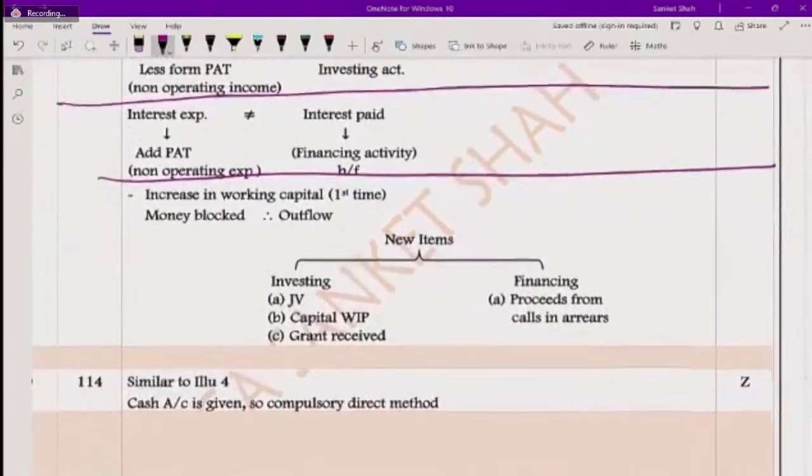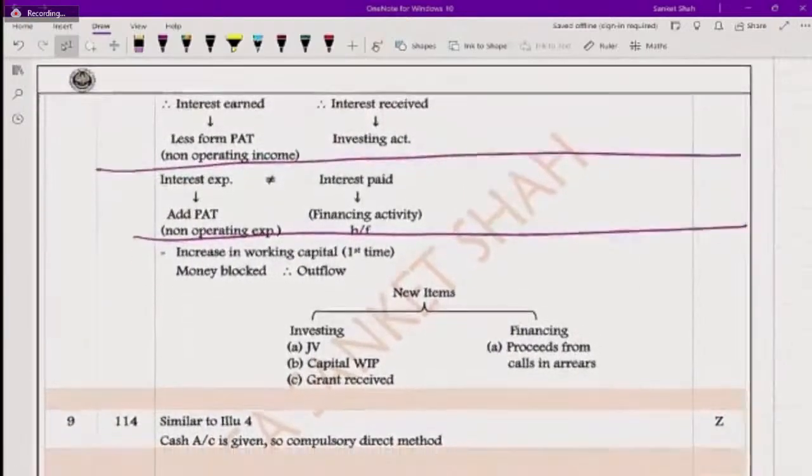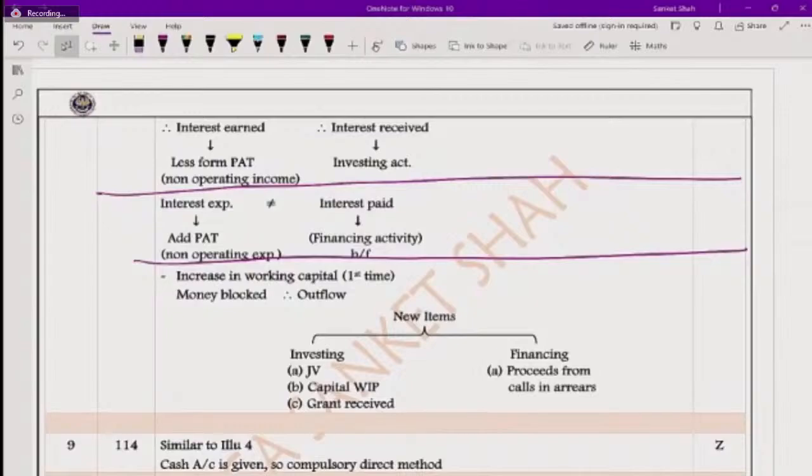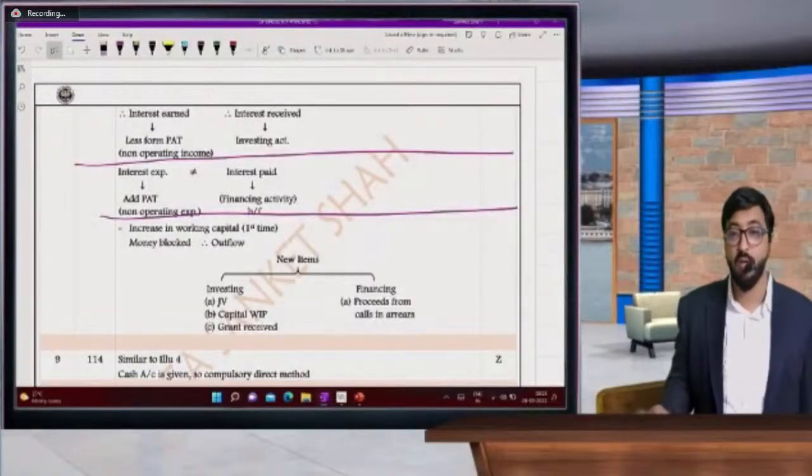Increase in working capital has come for the first time. Money is blocked, therefore outflow. And new items: in investing, joint venture, capital WIP and grant received; and in financing activity, proceeds from calls. Everything is given in the index. So please note down all these important points.